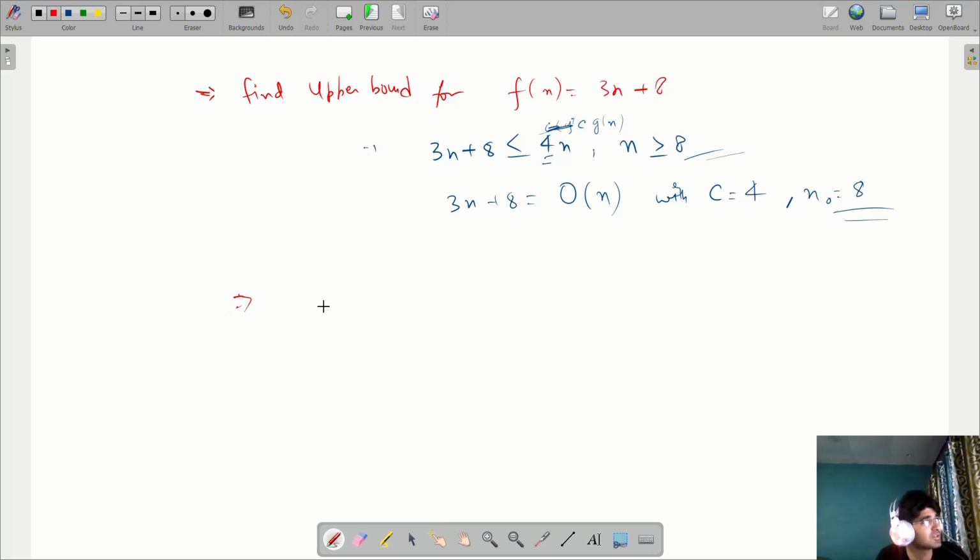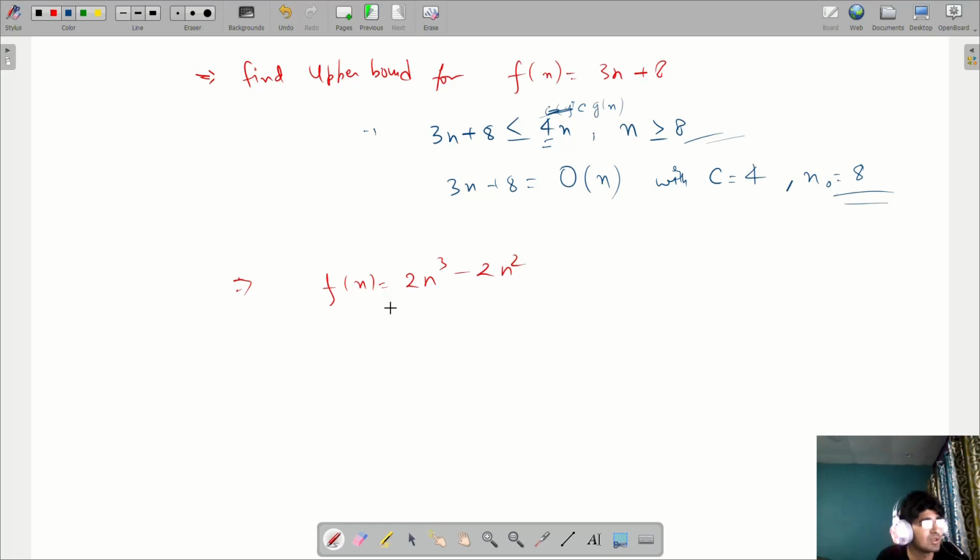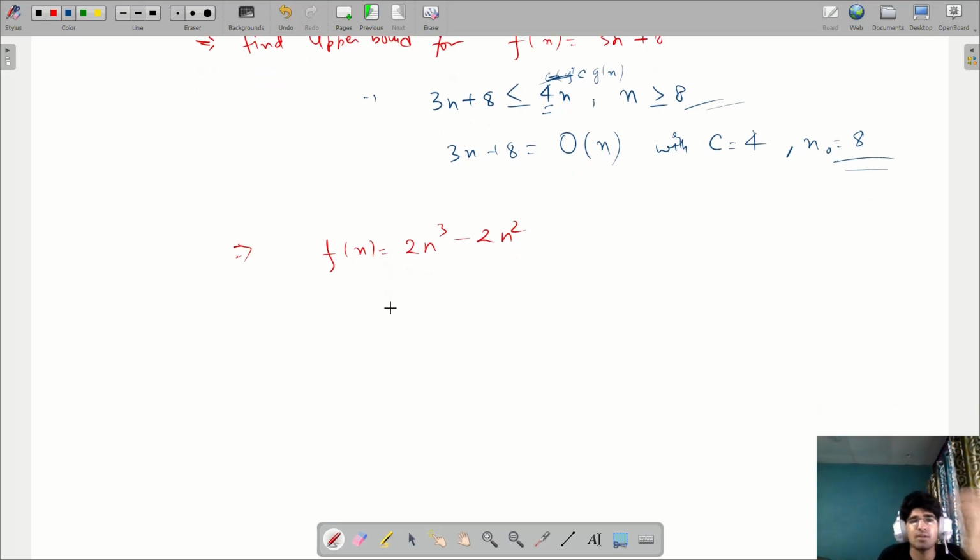So let's do another question. Find the upper bound for, let's say, f(n) equal to 2n cube minus 2n square as well. Pause the video, try to solve it yourself, and now let's see how to do it. For this, I'll simply write 2n cube minus 2n square. It will simply be less than 2n cube, right? Because the second term won't have a lot of influence on it.